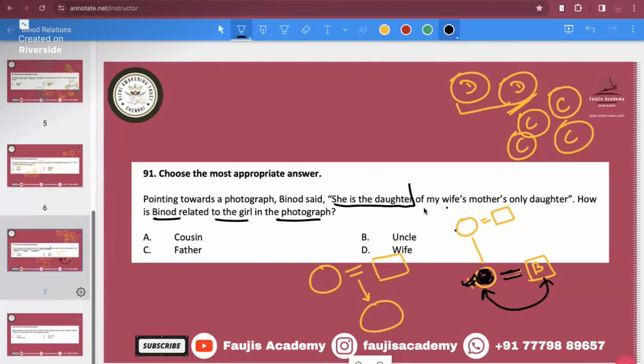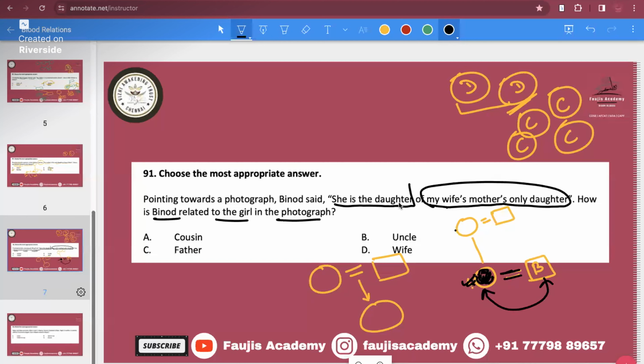Okay, leave it all. Don't look at it. My wife's mother's only daughter. My wife's mother's only daughter. Okay. She is the daughter of my mother's. One moment, guys. There is some element of truth in her argument. Let's evaluate it properly.